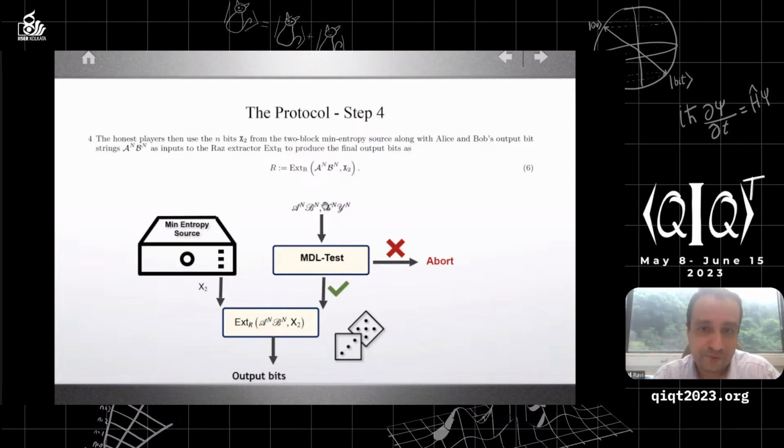So of course, these output bits, you have to certify that they are random based on this Bell test, this MDL-Hardy test. If they don't satisfy, then you abort the protocol. If they do satisfy, then you go ahead with this final extraction procedure.